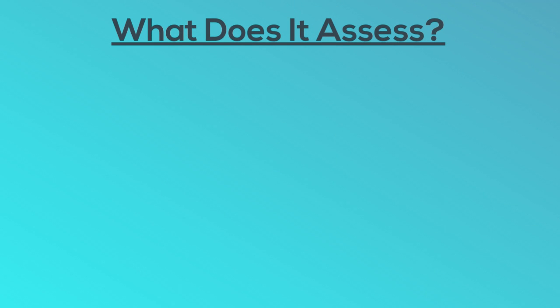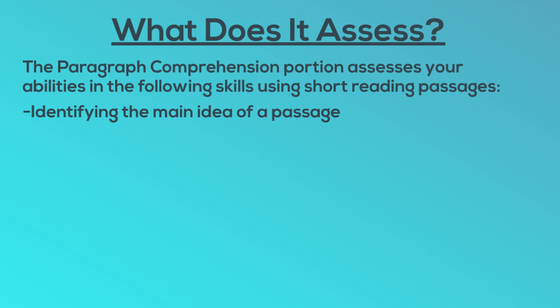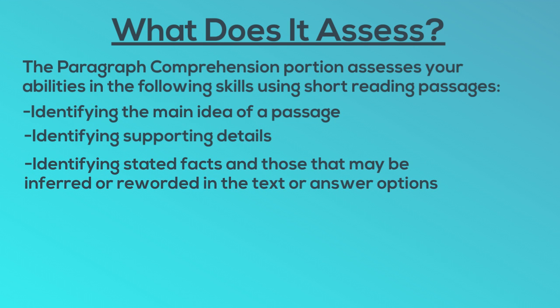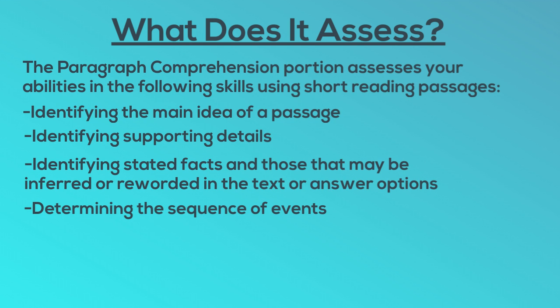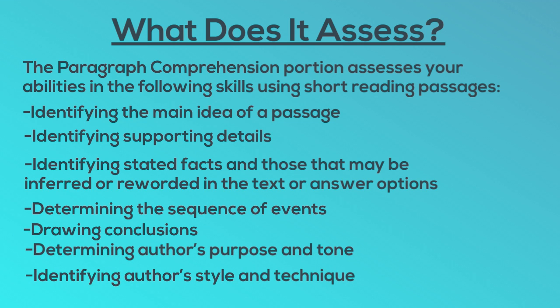What does it assess? The Paragraph Comprehension portion assesses your abilities in the following skills using short reading passages: identifying the main idea of a passage, identifying supporting details, identifying stated facts and those that may be inferred or reworded in the text or answer options, determining the sequence of events, drawing conclusions, determining author's purpose and tone, identifying author's style and technique, and summarizing.